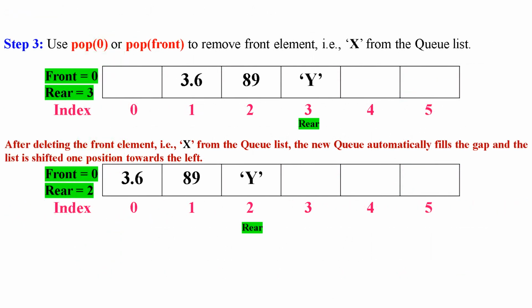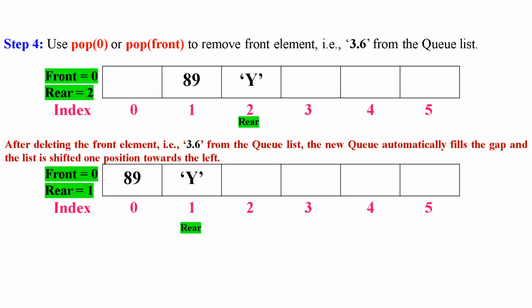Step 3. Look at the first picture. Use pop of 0 or pop of front to remove front element that is x from the queue list. After deleting the front element that is x from the queue list, the new queue automatically fills the gap and the list is shifted one position towards the left. Now, look at the second picture, how the new queue has filled the gap and the list is shifted to one position towards the left.